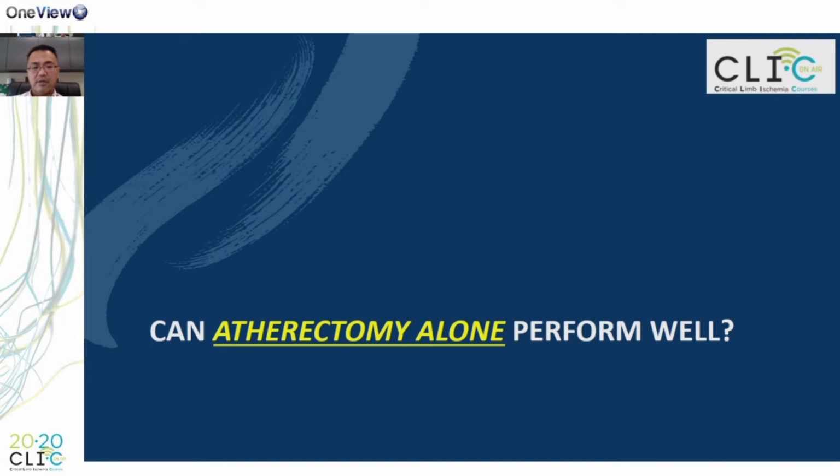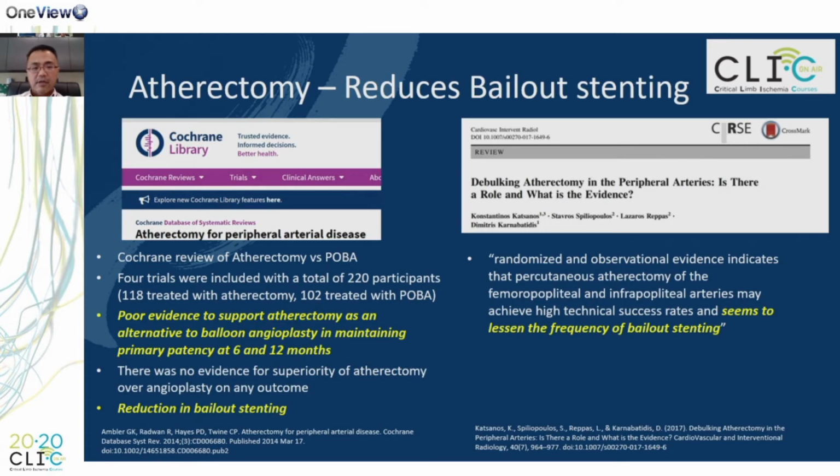Next slide, please. So can atherectomy alone perform well? Next slide. We do know from several references, this is a Cochrane registry as well as a study done by Dr. Katsanos, that summarize the efficacy of atherectomy, and it does show that it's pretty much equivalent to balloon angioplasty at 6 and 12 months. There is, however, a reduction in bailout stenting, and this is a similar conclusion that Dr. Katsanos had in his review of observational as well as randomized controlled trials.